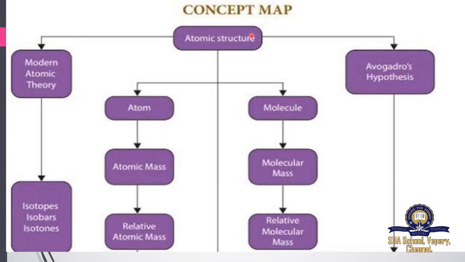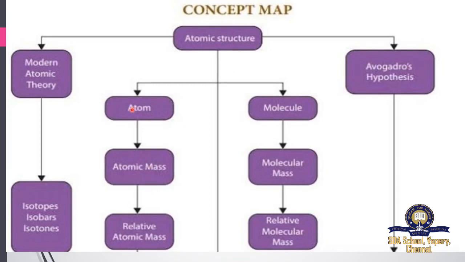Quick recapitulation. Atomic structure based on the modern atomic theory. In that modern atomic theory, we studied isotopes, isobars and isotones. Isotopes are atoms having the same atomic number but different atomic mass. In the case of isobars, different atoms have the same atomic mass. And then we have one more term, isotones. Next, atomic structure based on the atom, and then atomic mass, relative atomic mass.